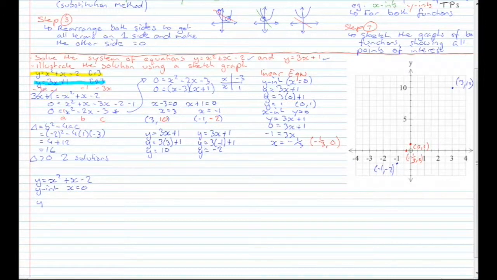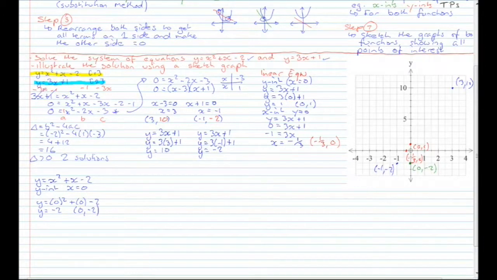So I go y is equal to 0 squared plus 0 minus 2, which of course gives me y is equal to -2. And the coordinate for that is (0, -2). So let's come down here and plot that, and we'll do that in a green colour. So we go 0, -2, bang, right there, (0, -2). And let's go through and find my x-intercepts now.